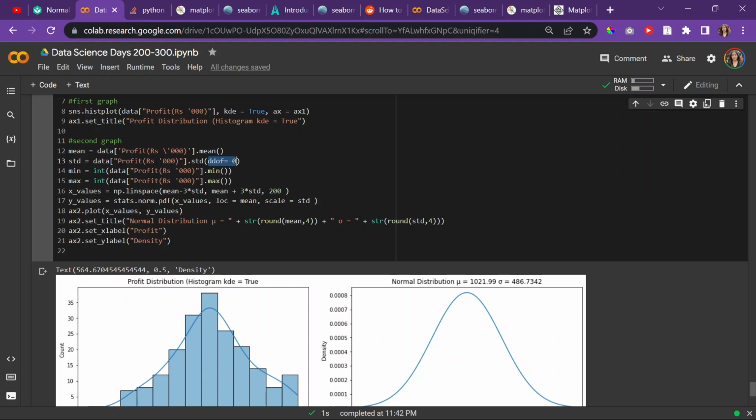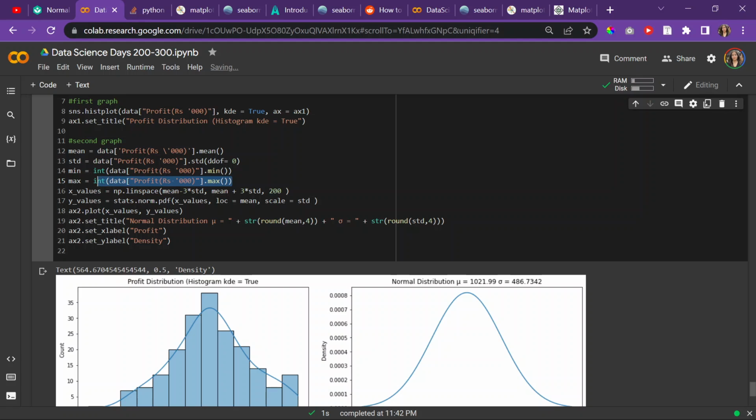But here I said DDOF is equal to 0 because I consider this population data, and therefore I don't need to account for any biases that I would get if this were to be sample data. So that's what that is. And then I just did the minimum. So again, I took the column and I applied the minimum function to get the minimum. And then, it's weird because I think it didn't give it to me as an integer, or maybe it did. I just made sure that the data type was an integer by applying the int function to that.